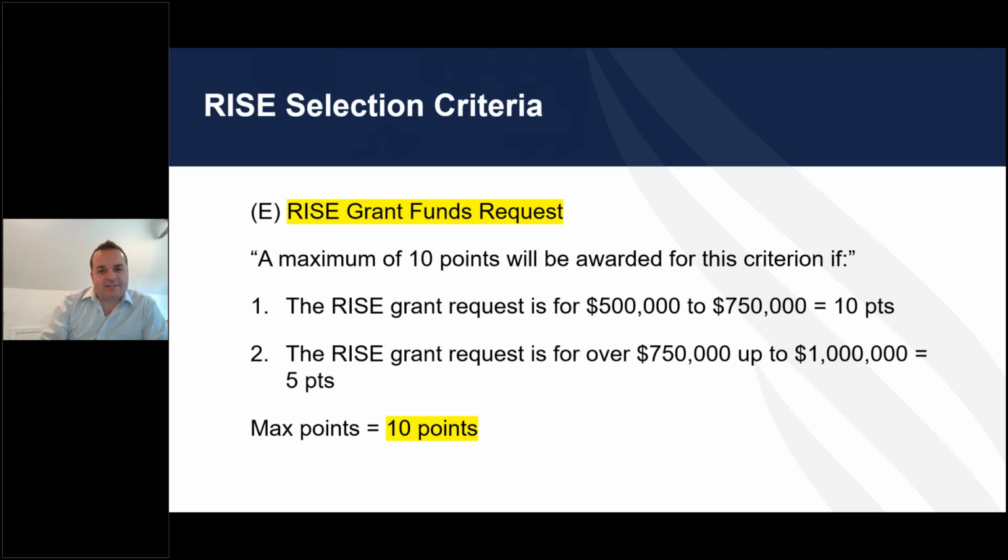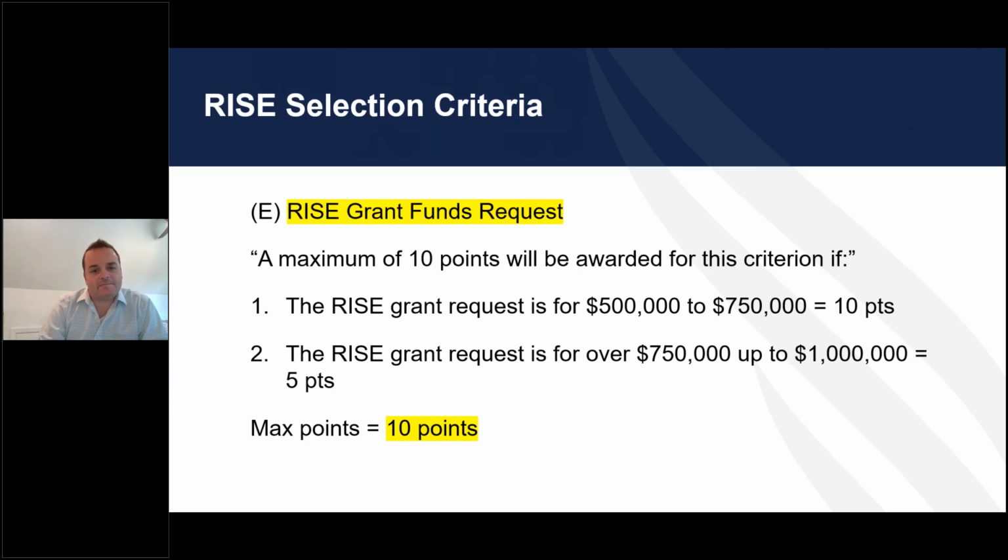So this section is really talking about thresholds. If the grant is a smaller grant, it'll get more points. Again, the thresholds are 500,000 to 2 million. The goal of this criteria really is to utilize the RISE grant funds across the country in as many projects as we can. So 10 points on this criteria.